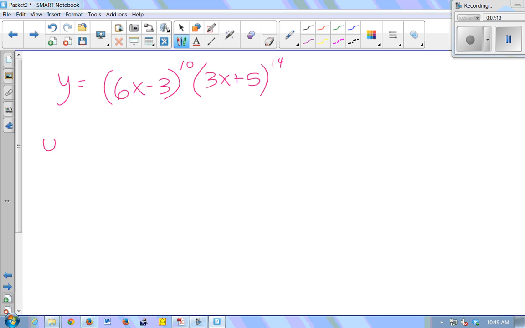Okay, so y prime. This is a product, right, of two functions. 6x minus 3 to the 10th times 3x plus 5 to the 14th, multiplying those two functions together. So I have to use the product rule, which we learned last class. So this is a good chance for us to review it before your quiz, too.